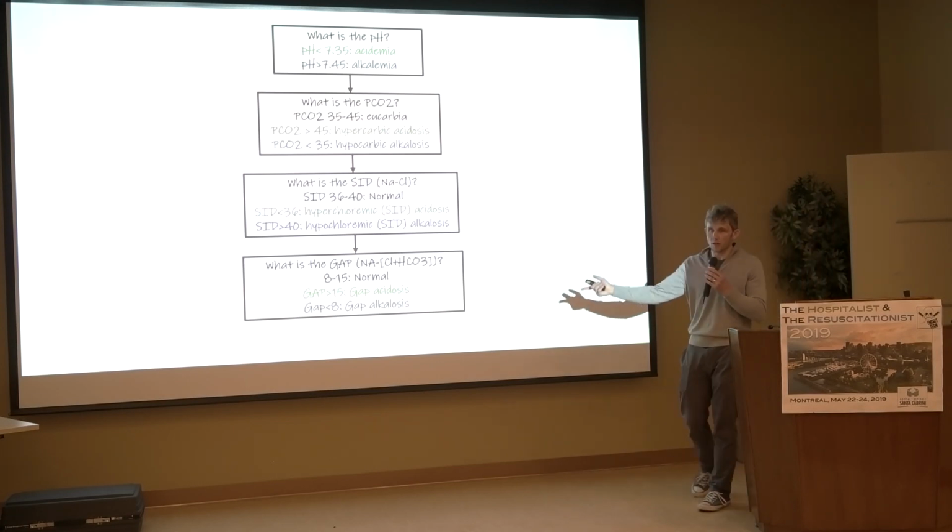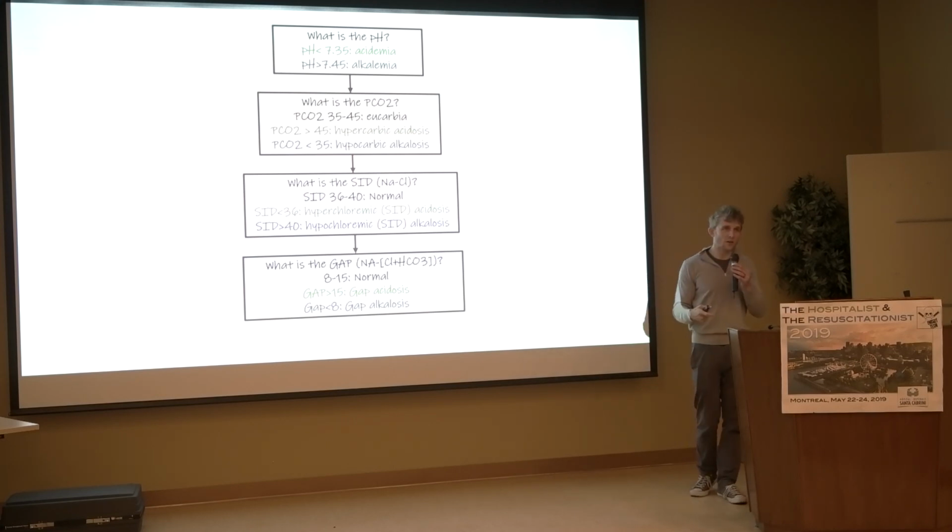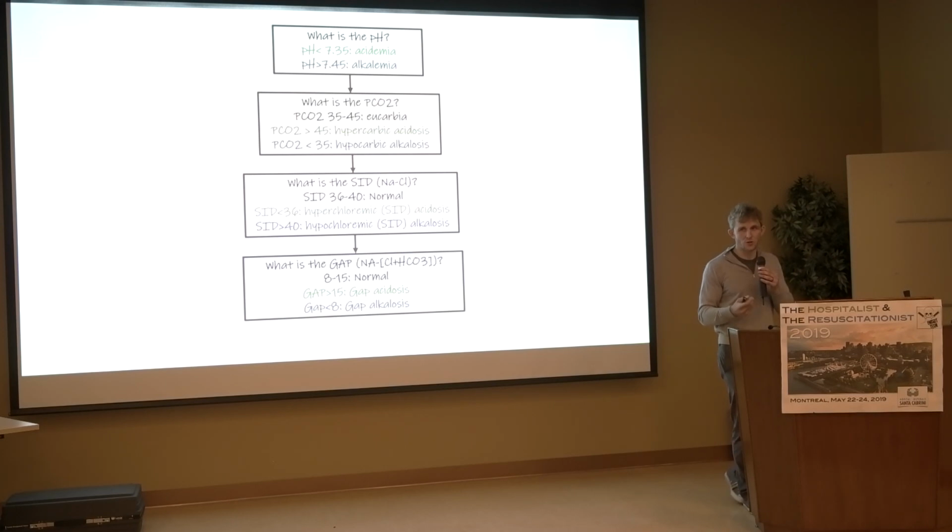And finally, you calculate your gap, and this is probably the most important thing you have here. And I would suggest when you do calculate your gap, eyeball your albumin, because your gap should be normal at baseline. If you have a gap of 12, but your albumin's only 2, you should be concerned there's another anion in there that you should go look for.